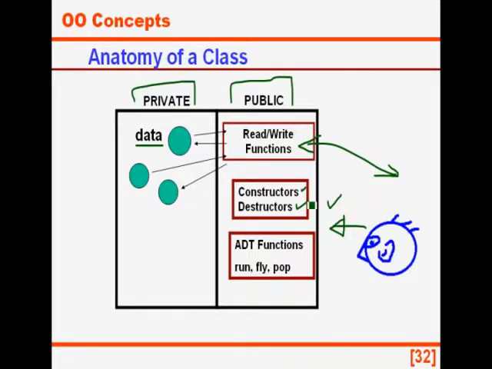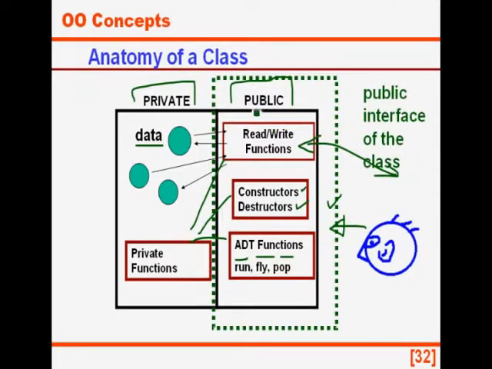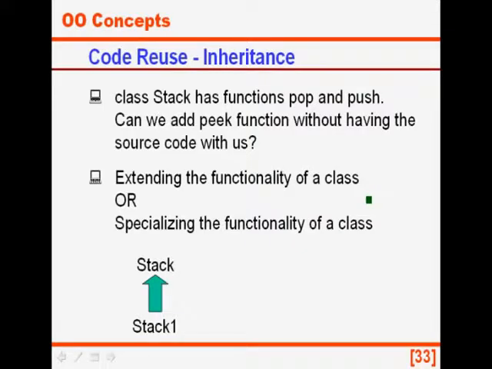And finally, we have the implementer functions, or the editing functions of the class. These are the functions for which the class exists. This is the set of functions for which we have developed our class. It could be run, fly, pop, push, whatever we have. In addition, we could also have some private functions which are used only by the other functions of the class and are not available to the outside classes. So this set of functions which are available to the outside classes is known as the public interface of the class. Let us look at another concept called inheritance, which is essentially code reuse at the binary level.